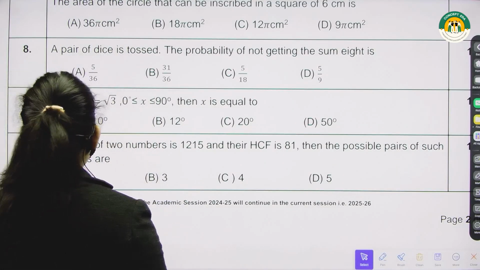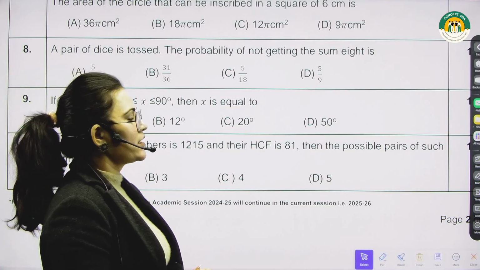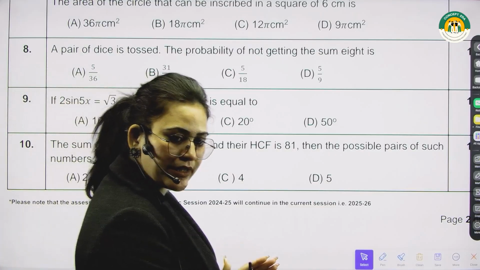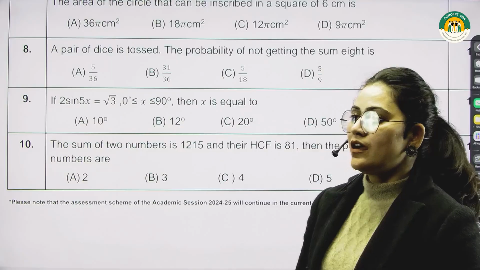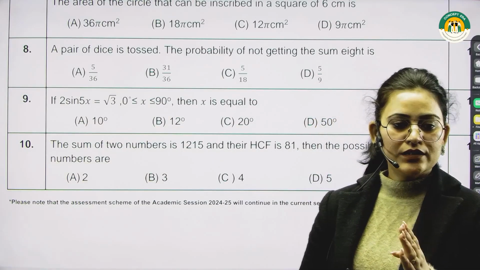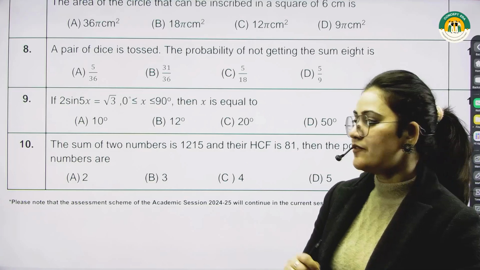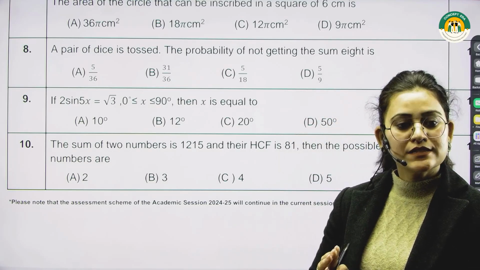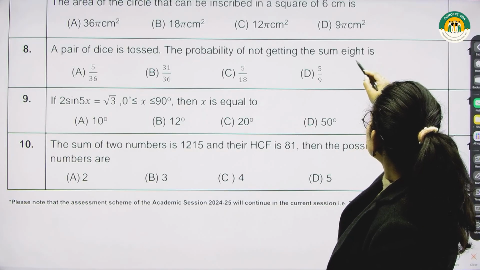Question number 8 says, a pair of dice is tossed. The probability of not getting the sum 8 is. So a pair of dice means 2 dice are thrown, and the outcomes that are created, I hope everyone knows, are 1 1, 1 2, 1 3, 1 4, 1 5, 1 6, and after that 2 1, 2 2, 2 3, 2 4, 2 5, 2 6, till 6 6. So that means there are total outcomes.